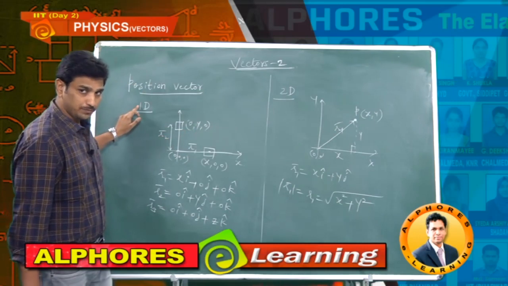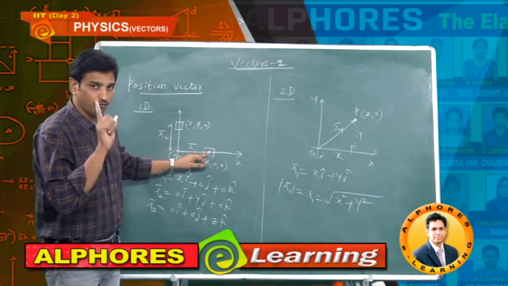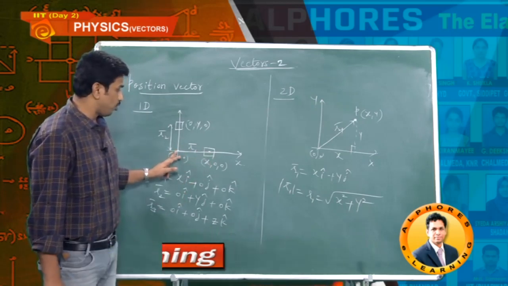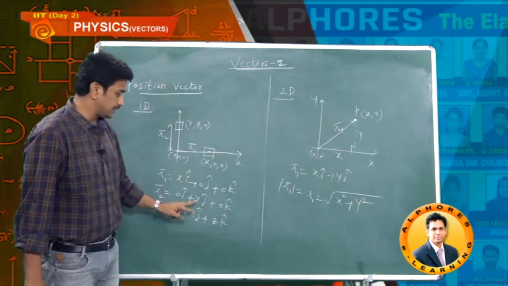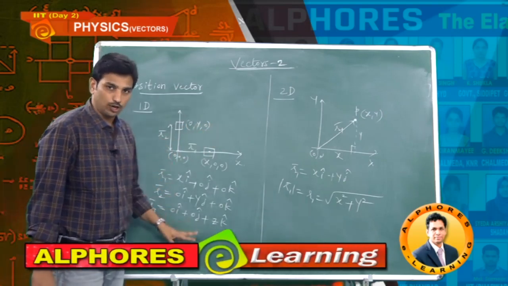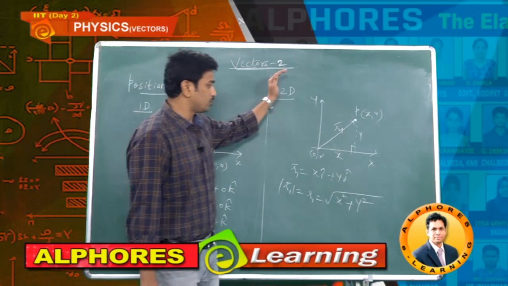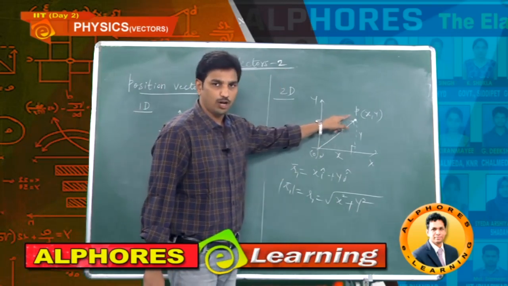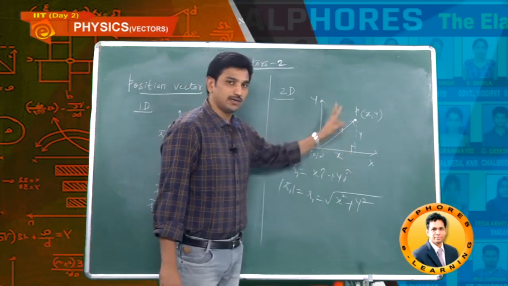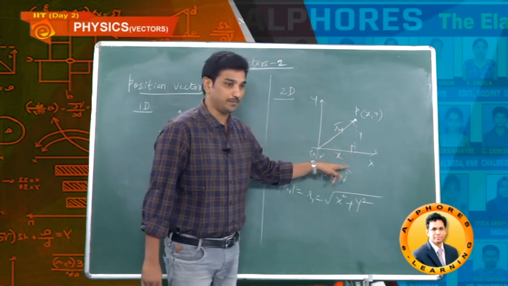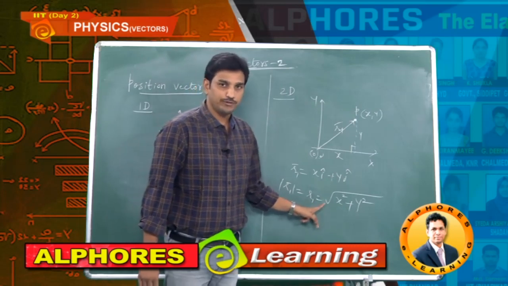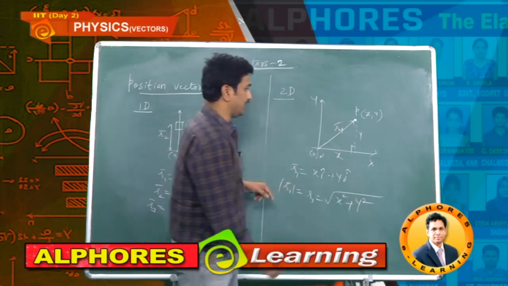Once again I will recall. In one dimensional motion, the particle has only one component: along the x axis, only the x component. If the body moves only along the y direction, it has the y component. If the body moves along the z direction, it has only the z component. That is 1D. Now 2D: if the body moves in a plane, it has two components, one x and one y. If it is moving in the xy plane, we calculated the magnitude of the position vector, root of x square plus y square. So here I will draw one more.